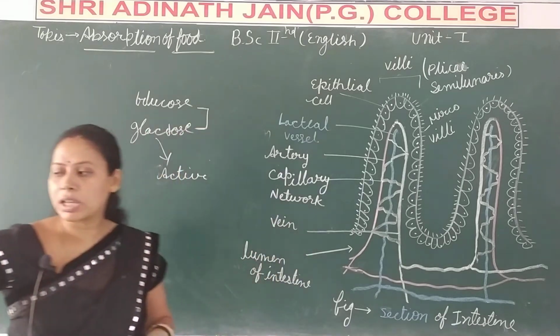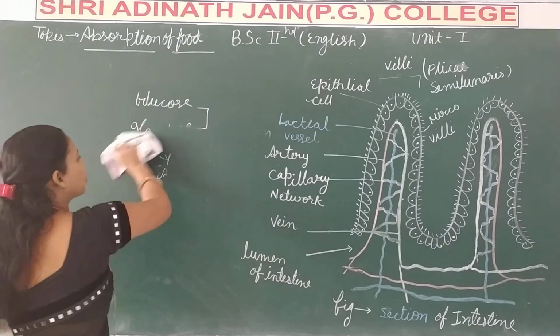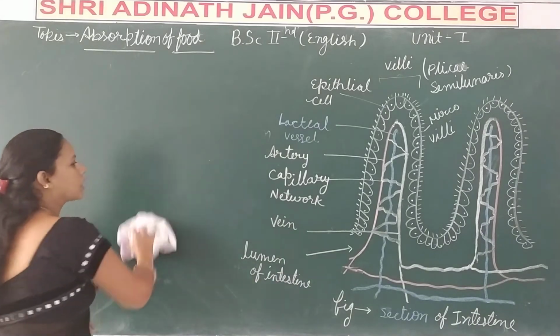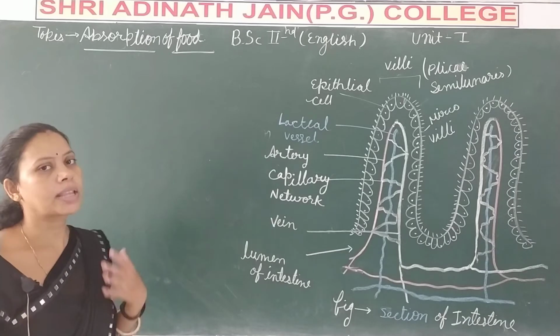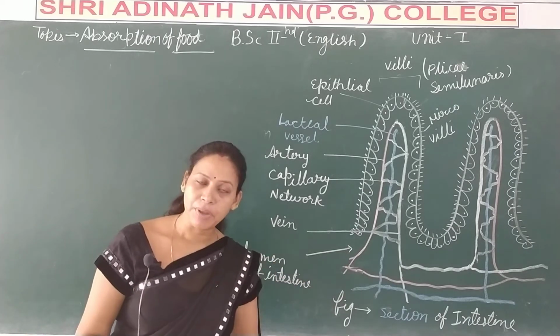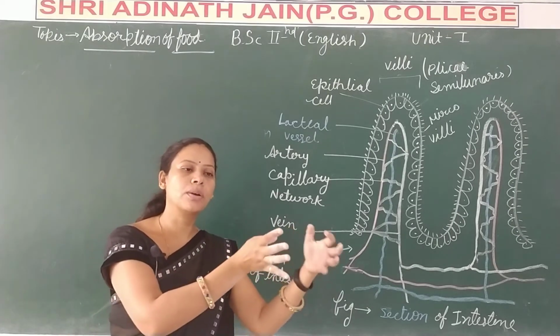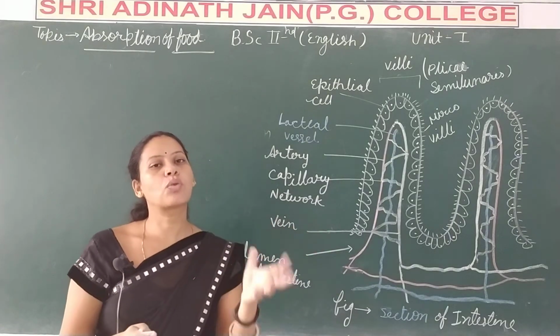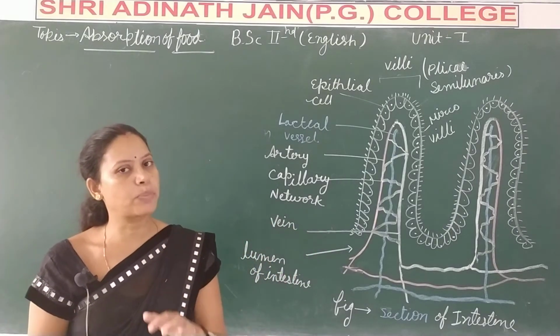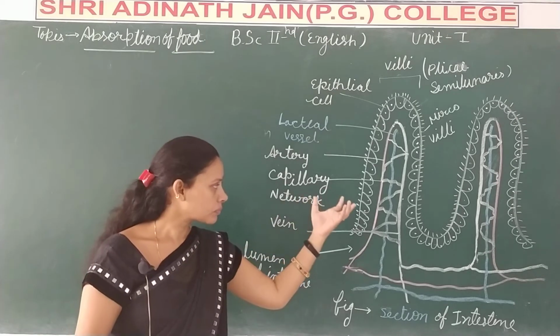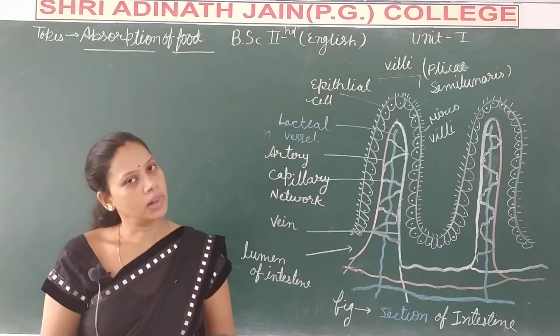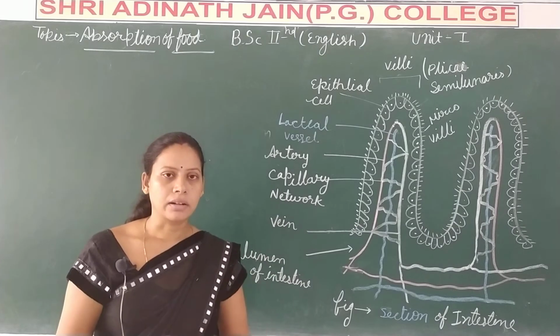So for their transportation the sodium potassium pump will be working there. यहाँ जो work करता है that is the sodium potassium pump. So it means by joining with the sodium ions the glucose and galactose can be absorbed in the human intestine. Okay.